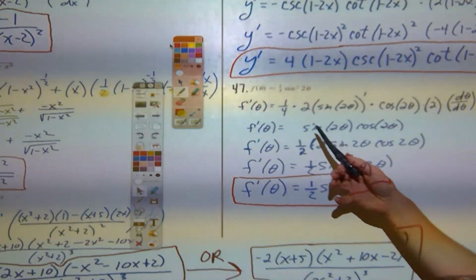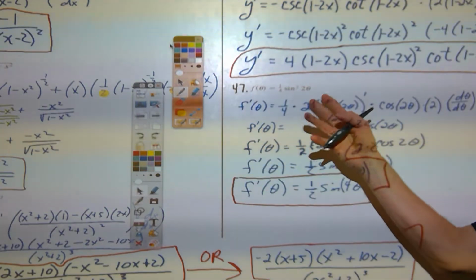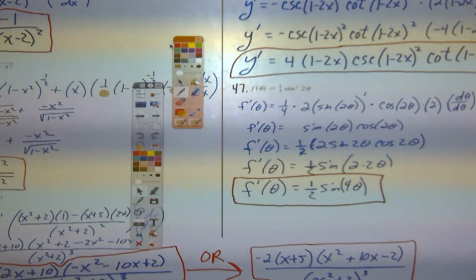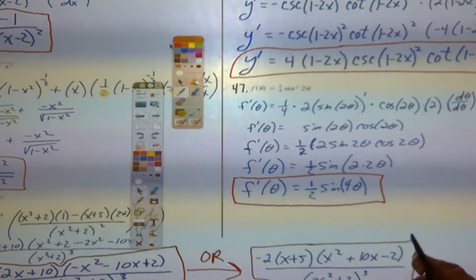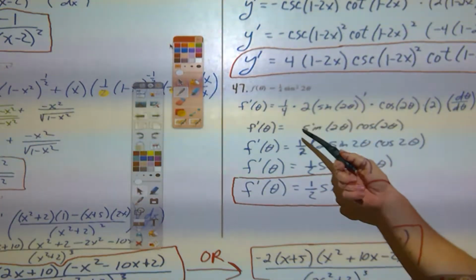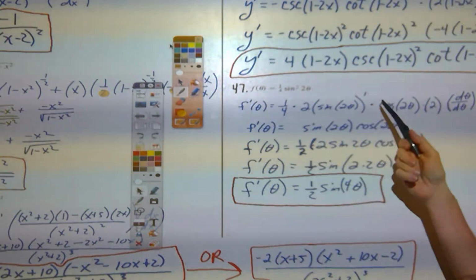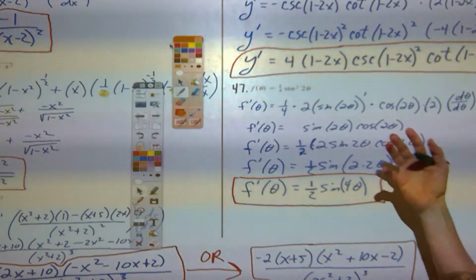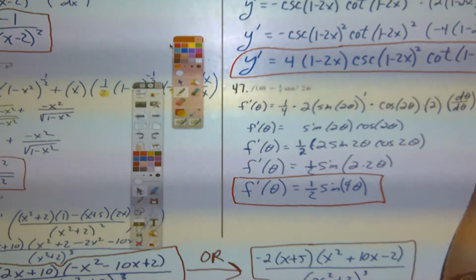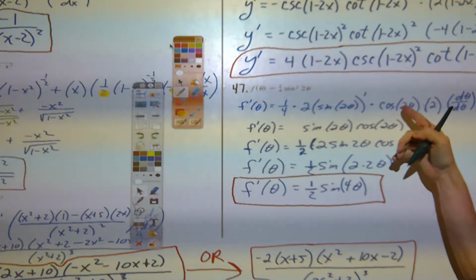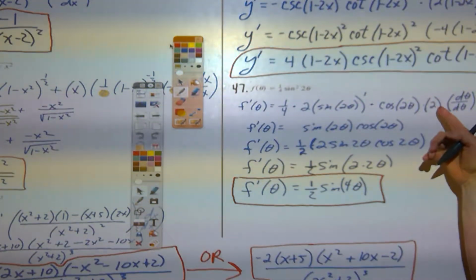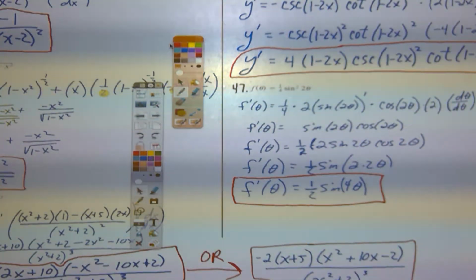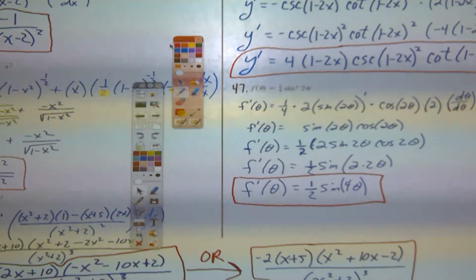And so 1/4 is a scalar multiple. Think of this as blob squared, where the blob is sine 2 theta. And so the narrative that runs through your mind is the derivative of blob squared is 2 blob to the first times the derivative of the blob. Well, the blob is sine 2 theta, so now start over again. The derivative of sine blob is cosine blob times the derivative of the blob, d theta. When you simplify, it comes out to 1/2 sine 4 theta.